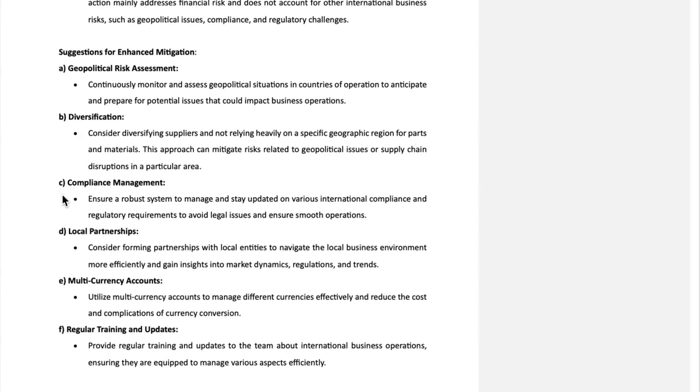And we have to focus on compliance management as well. We have to have a robust system in place which is kept updated on various international compliance and regulatory requirements. It's mentioned within our risk report that there's a risk created due to international compliance and regulatory requirements. So if an international law changes, we need to be conversant with it so that we are in a position to take action to adhere to these changes in laws and regulations.